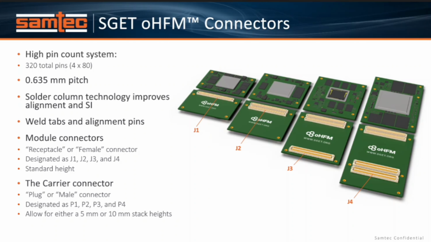The carrier connector does have two options, so that allows for an overall stack height between the SOMs and the carrier cards of either 5 millimeter or 10 millimeter. The advantage of using the 10 millimeter is that it allows for higher density carrier cards. So you can attach components both on the top and bottom side of the SOM, and then with the 10 millimeter stack heights on the carrier card, you can put electronic components right underneath the SOM as well, as long as you stay within the component height guidelines that are outlined in the SGET oHFM spec.